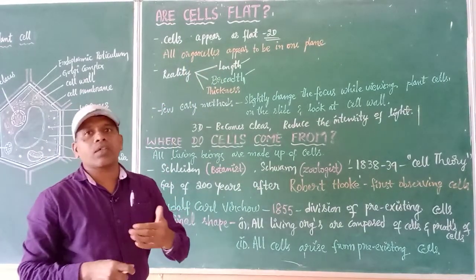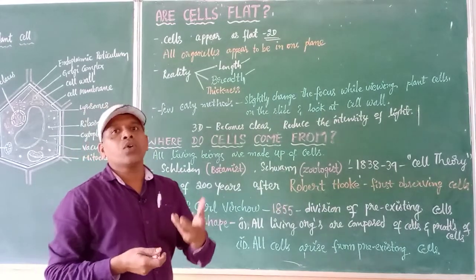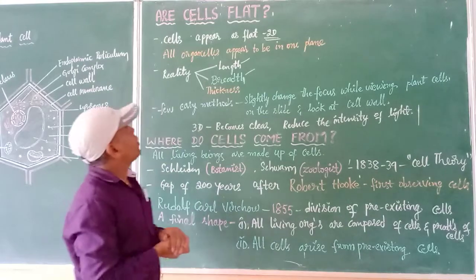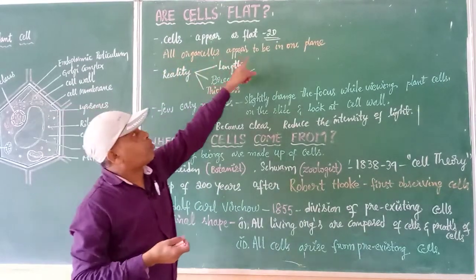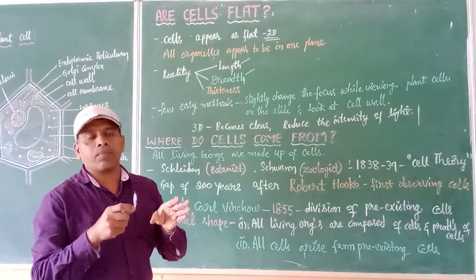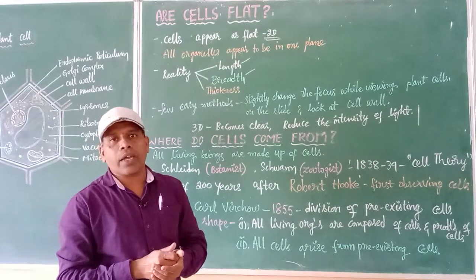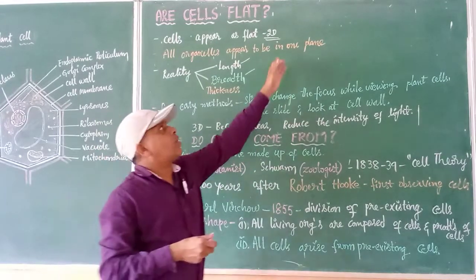Are cells really flat? Do they have any third dimension also? Then how do we know the third dimension? Here all the organelles appear to be in one plane. Whenever we draw the figure, we show the organelles freely floating in the cytoplasm of the cell, and they appear to be in one plane.